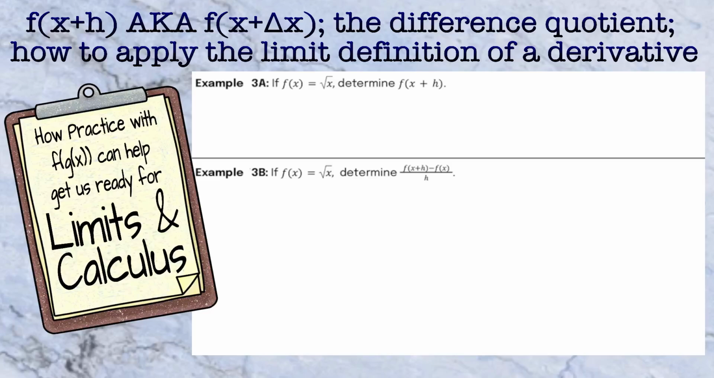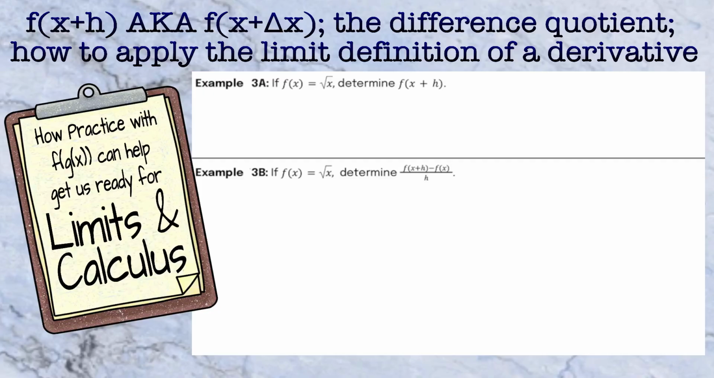Hey everybody, in this video we are going to apply the difference quotient to the function f of x equals square root of x. But before we do that, we're going to make sure that we have a good grip on composition of functions, and then we're going to also get into rationalizing a numerator and cleaning up this messy thing that we're going to see in part 3b.